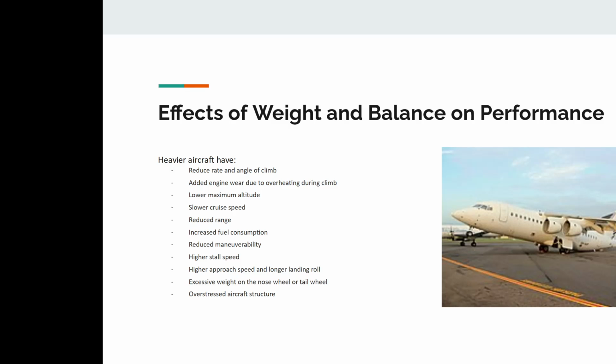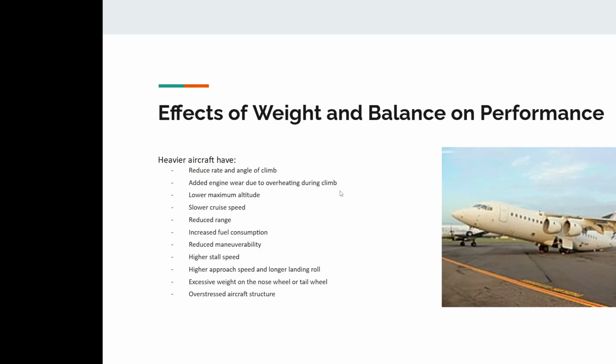All right, so as I mentioned, the effects of weight imbalance really affect the performance of the aircraft, depending on how the weight is distributed. For example, heavier aircraft are going to have reduced rates and angle of climb because they're much heavier. They're going to climb at fewer feet per minute. It requires much more thrust, much more force, to climb at that same rate of climb in comparison to, of course, lighter aircraft.